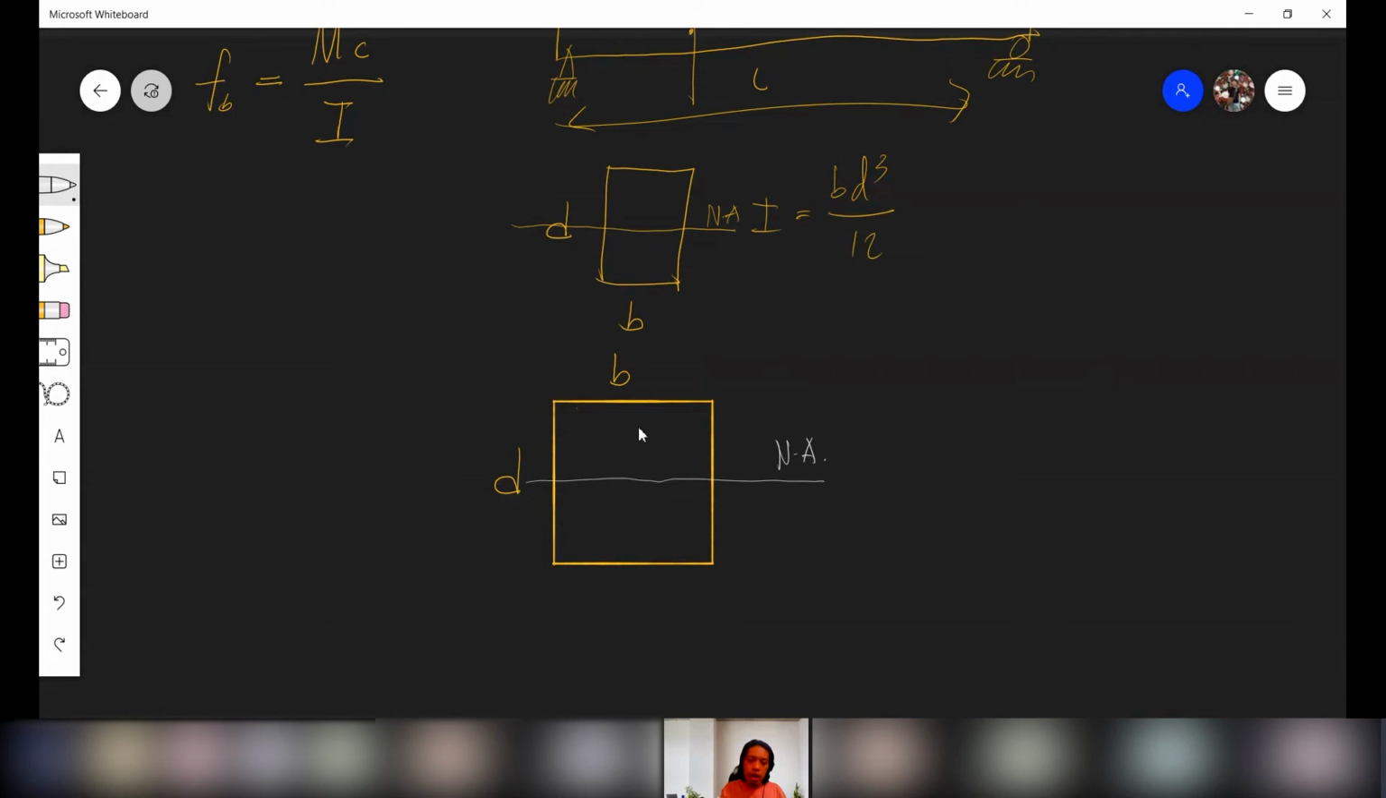Since this is just a rectangular beam, the neutral axis is passing through the centroid of the cross-sectional area.